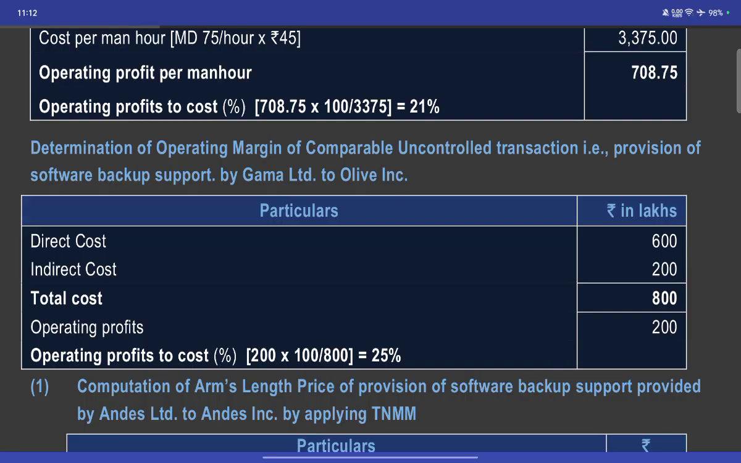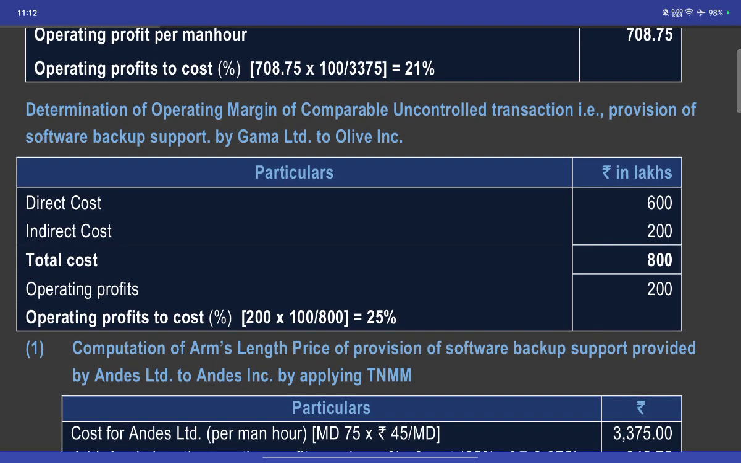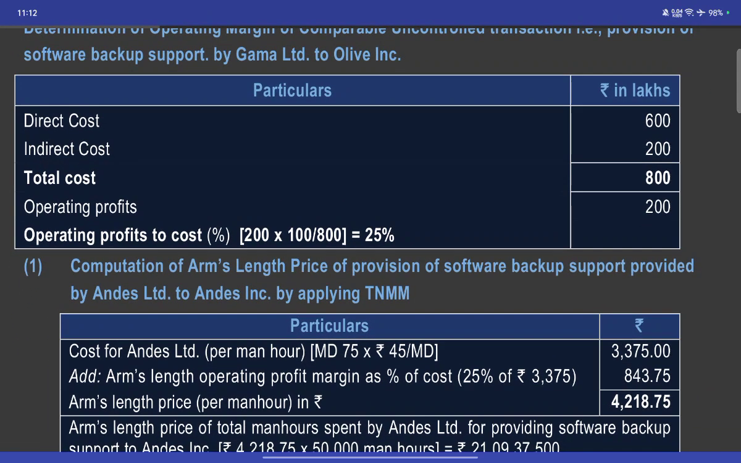That is provision of software backup support. It has direct cost 600, indirect cost 200, total cost 800, operating profit 200. So operating profit is 200 upon 800, which is 20%.